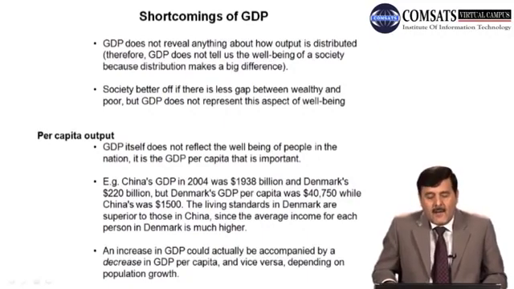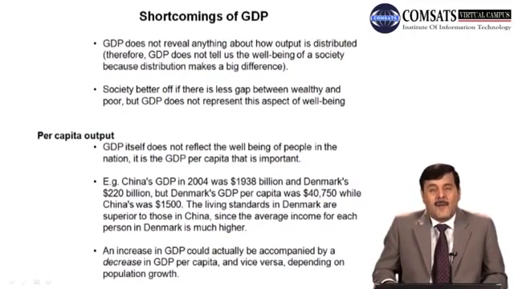For example, China GDP in 2004 was $1938 billion, and Denmark GDP was $220 billion. But the Denmark GDP per capita was $40,000+, while China per capita GDP was $1,500. So the living standard in Denmark is superior to China, since the average income for each person in Denmark is much higher.